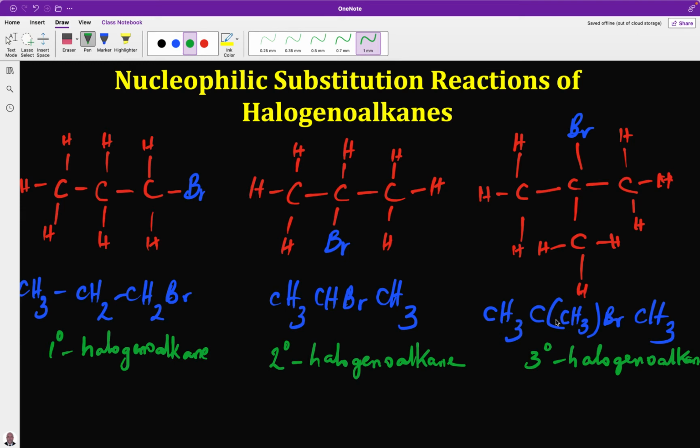Primary halogenoalkanes have their own mechanism of substitution. Secondary halogenoalkanes have their own mechanism of nucleophilic substitution. Meanwhile, the tertiary halogenoalkanes have their own nucleophilic substitution mechanism.